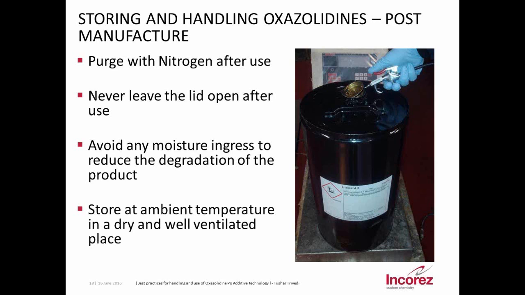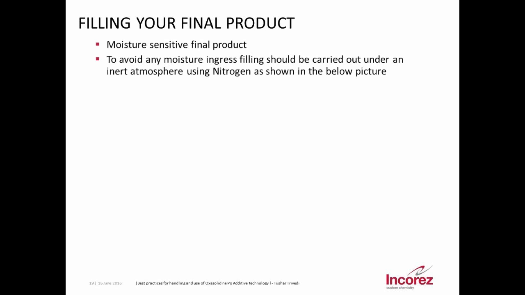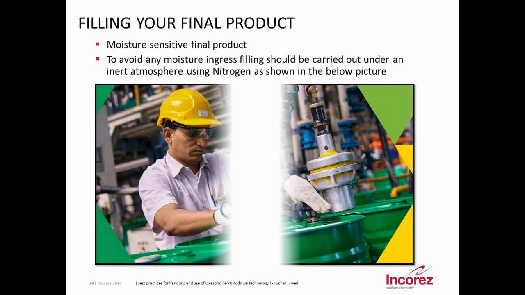Now, finally, you have manufactured, you have stored the INCOZOL, and the final step is the filling of your final product. As you know, all the raw materials used in manufacturing one component moisture cure systems are moisture sensitive. So the final product is also moisture sensitive. You have to make sure that when you fill the final product, you avoid any moisture ingress, and this can be done by using nitrogen. So you purge the nitrogen just before filling.